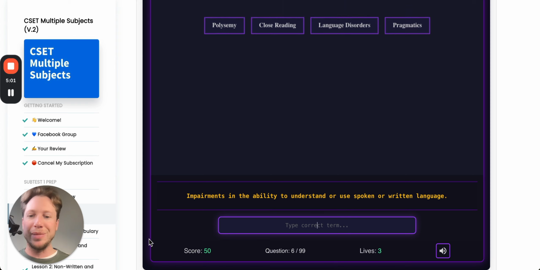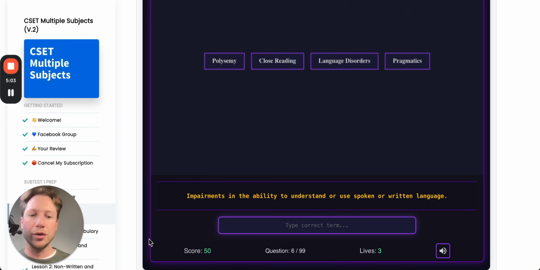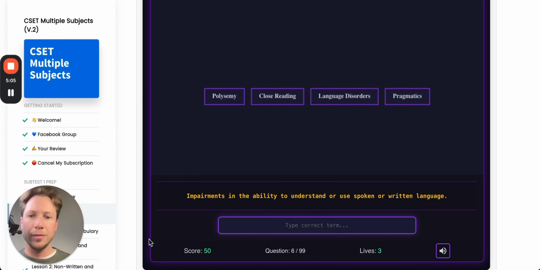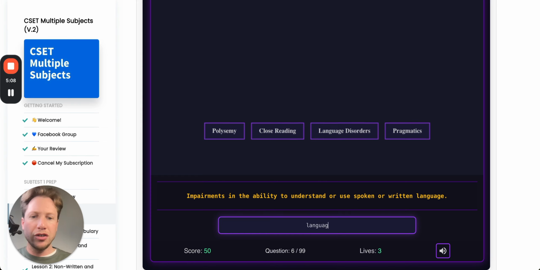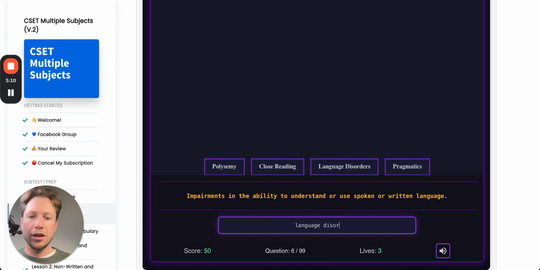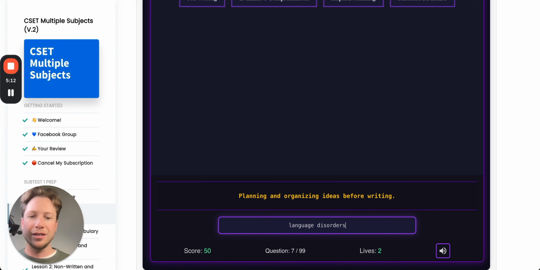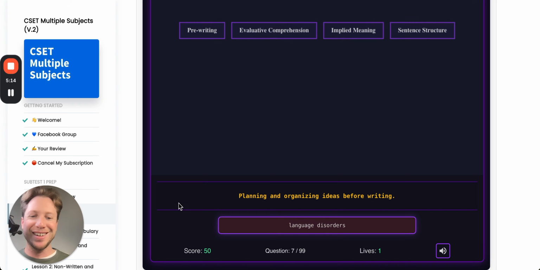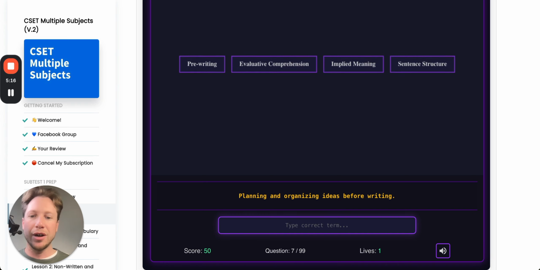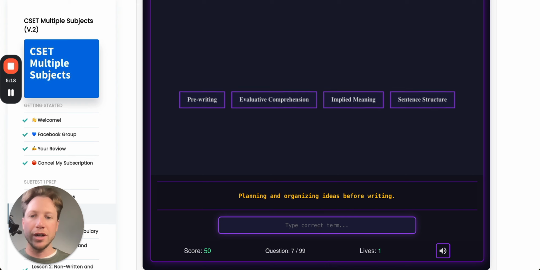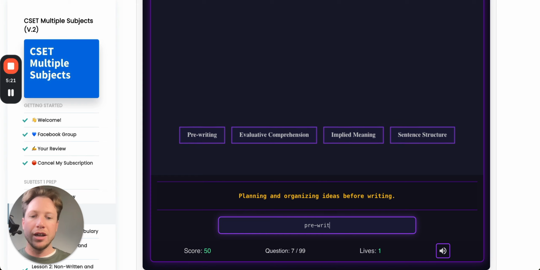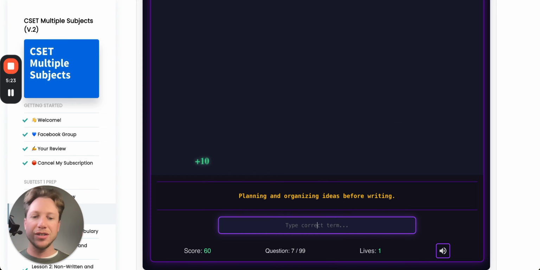50 points. Impairments in the ability to understand or use spoken language. Language disorders. Come on, a little bit faster. My computer. Come on, computer. All right. Look, planning and organizing ideas before writing. Okay, that's pre-writing. Now again, I'm typing this faster, you can see, but okay, there we go.